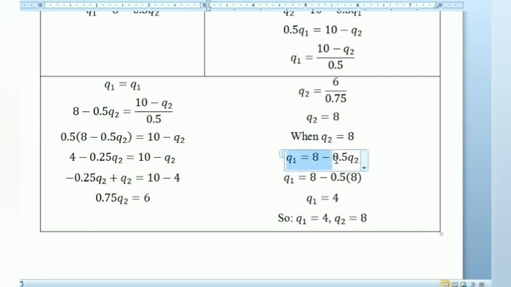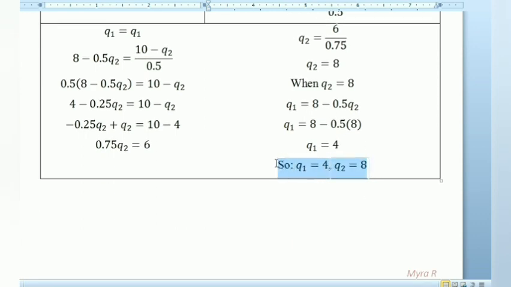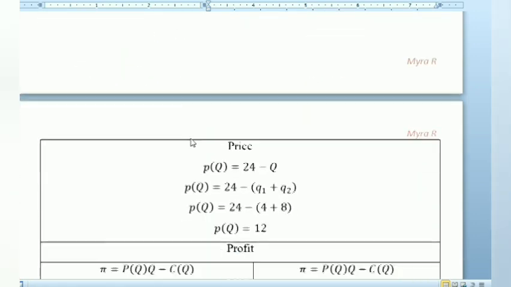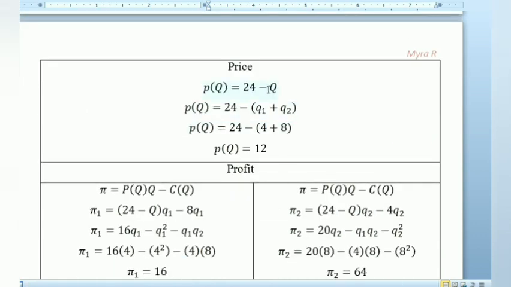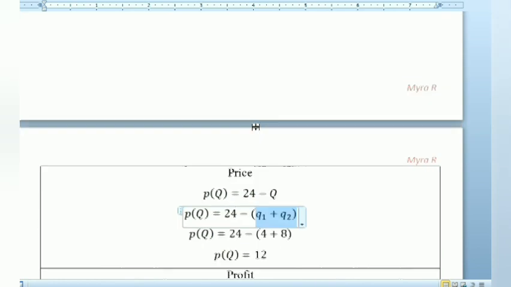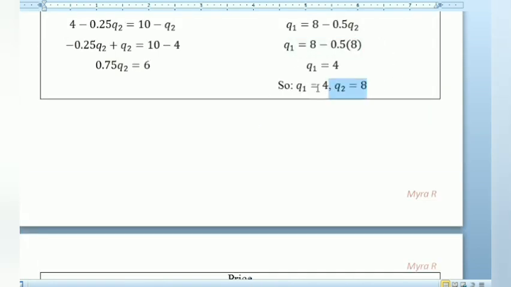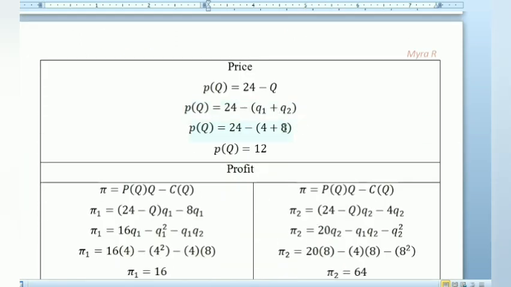When Q2 equals 8, we substitute it and get Q1 equal to 4. So we get the equilibrium Q1 equal to 4 and Q2 equal to 8, which is the same as from the graph. Then we find the price: 24 minus Q, where capital Q is Q1 plus Q2. So 4 plus 8, we get 12. So 24 minus 12, we get a price of 12.